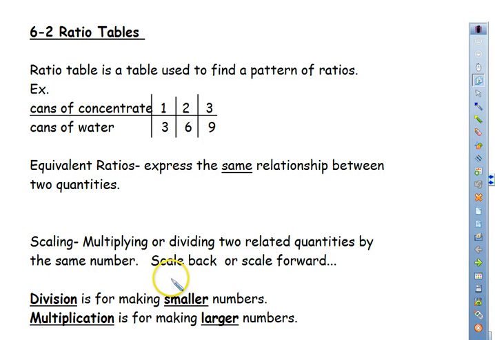Well, good afternoon. It is section 6-2, ratio tables. What I want you to do is go ahead and hit pause and copy this down. So go ahead and take a few minutes to do that.